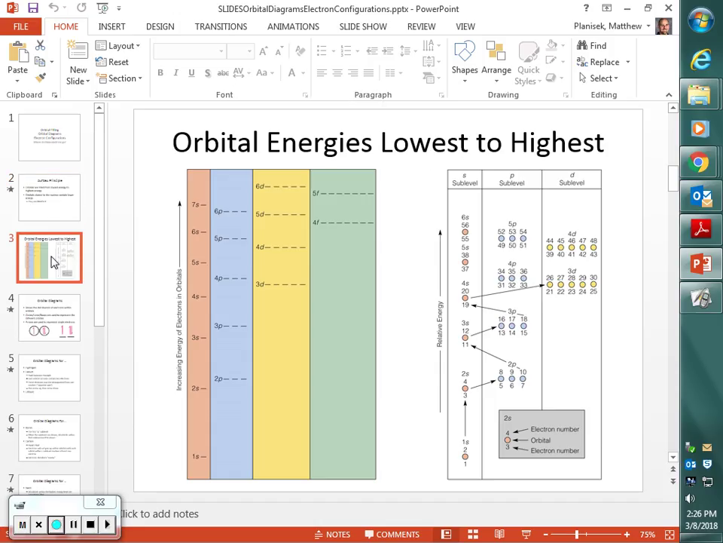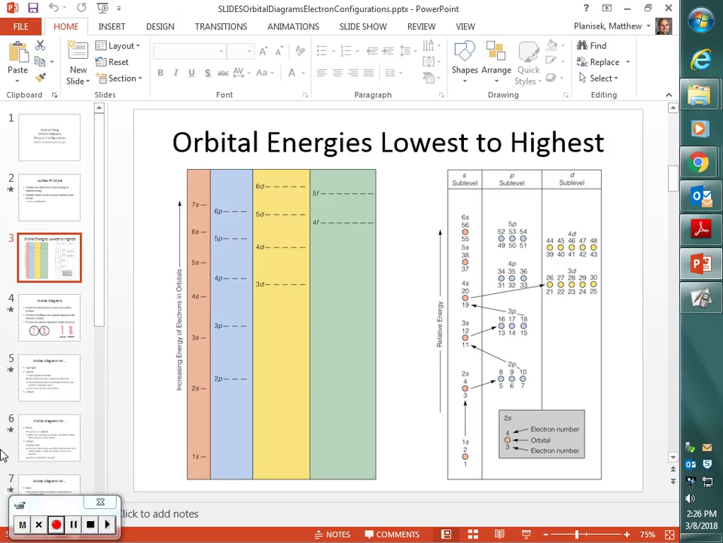And we use this chart to show us which ones have the lowest energy and which ones have the highest energy. Reading this chart, we look on the y-axis here, and it says increasing energy of electrons in orbitals. So we talked about reading this chart from bottom to top. All right? Good for starters.